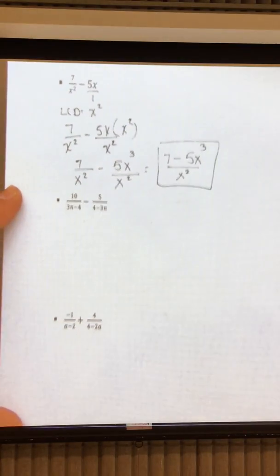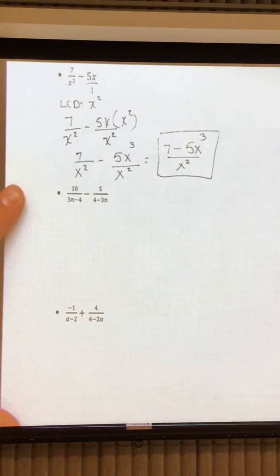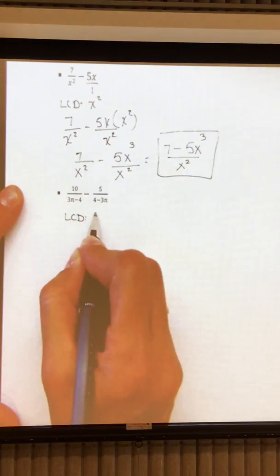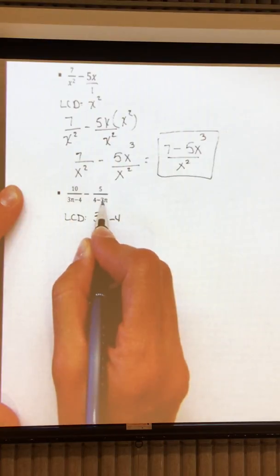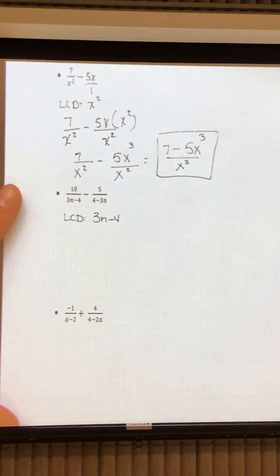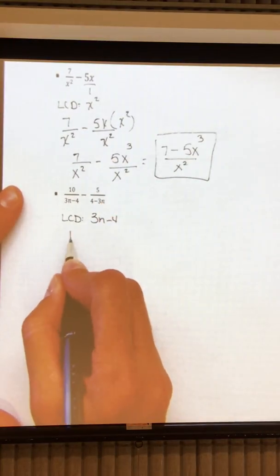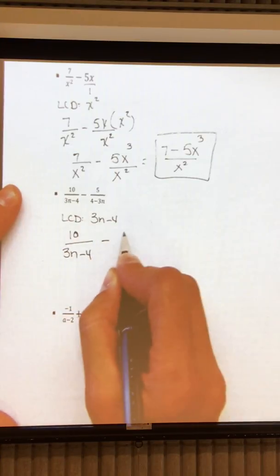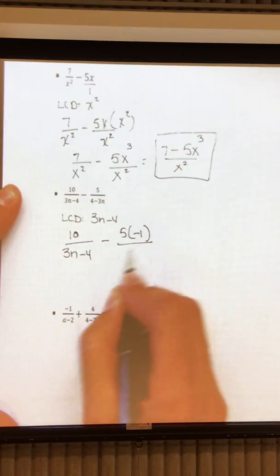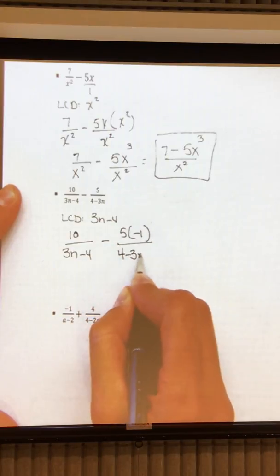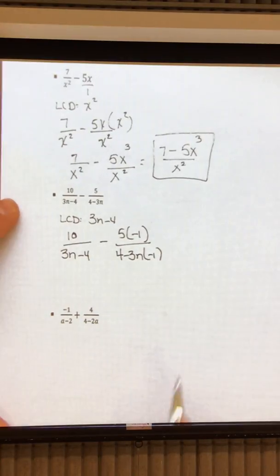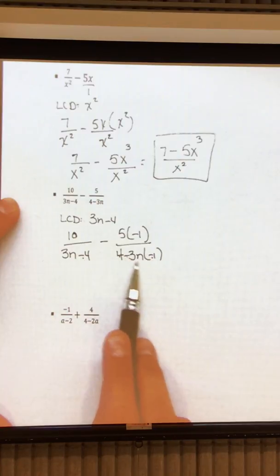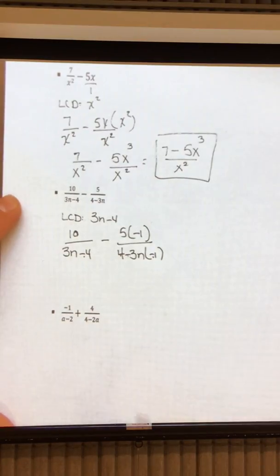The next problem, we have 3n minus 4 and 4 minus 3n. So our least common denominator is 3n minus 4. Again, what we're missing here is a negative 1. So we multiply that second fraction by negative 1. So 10 over 3n minus 4 minus 5 times negative 1 over 4 minus 3n times negative 1. Again, you can always check your answers here. Negative 1 times 4 is negative 4. Negative 1 times the negative is a positive, so that means the denominators are the same.